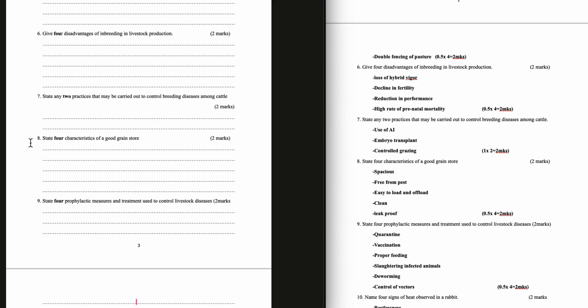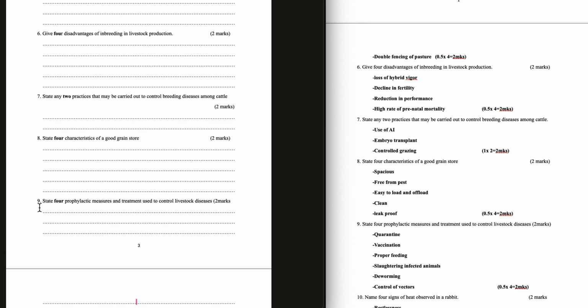Question 8. State 4 characteristics of a good grain store. Spacious, free from pests, easy to load and offload, clean, leak-proof.